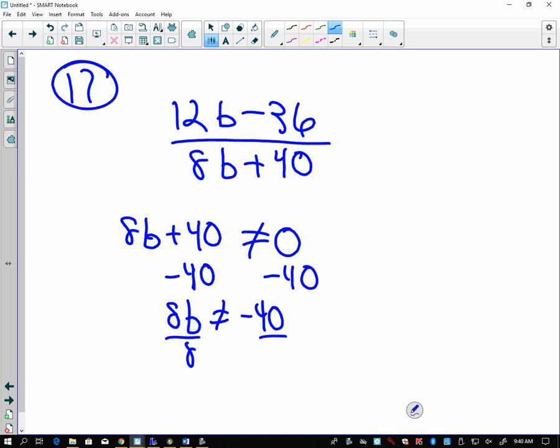Divide by 8 on both sides. So what is it that b cannot equal? Negative 5. Okay, b cannot equal negative 5. But what we're going to go ahead and say whenever we put this in is we're going to say b equals 5 because that's the value that makes it undefined. Does that make sense? So we're going to write in there b equals 5.